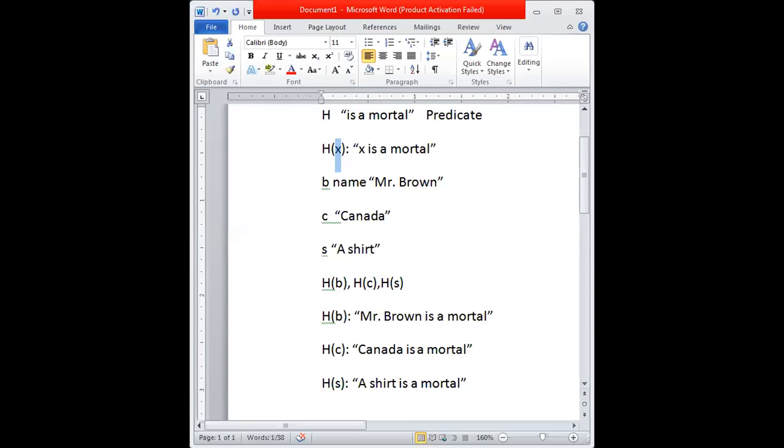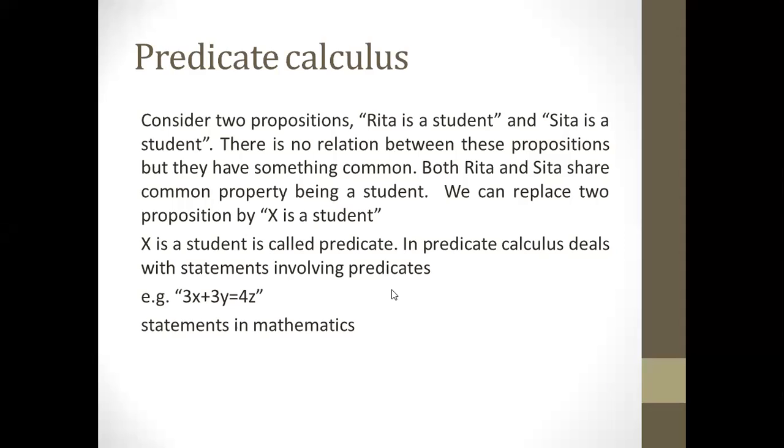Predicate calculus. Predicate calculus means there are two propositions. Rita is a student, Sita is a student. These two are called propositions. Now these propositions have something in common. What is common in these two propositions? "Is a student." Both have "is a student" in common.